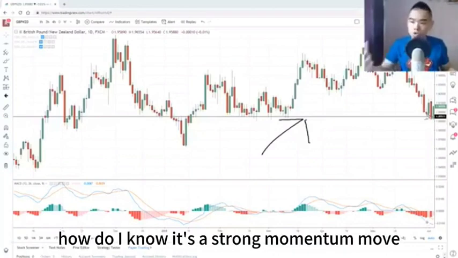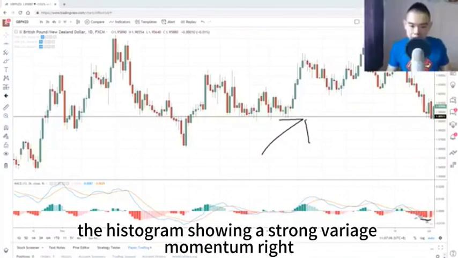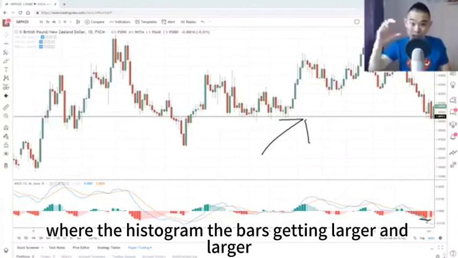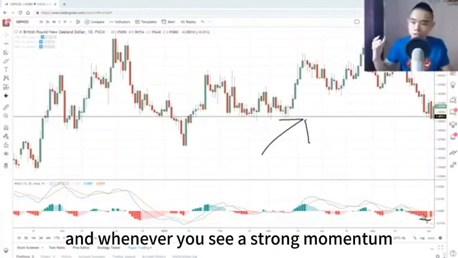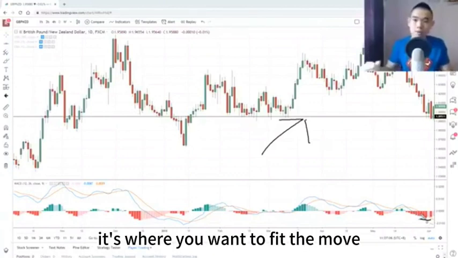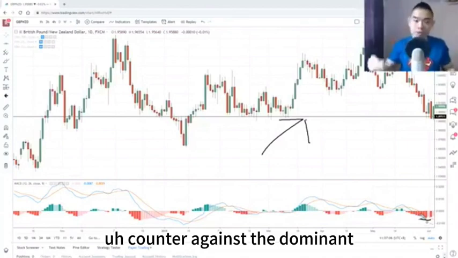How do I know it's a strong momentum move? Pay attention to the MACD histogram. When you see the MACD histogram showing a strong bearish momentum, where the histogram bar is getting larger and larger, it's telling you that there is strong momentum in this market. And whenever you see a strong momentum coming to support, it's where you want to fade the move. It's where you want to go counter against the dominant move lower.